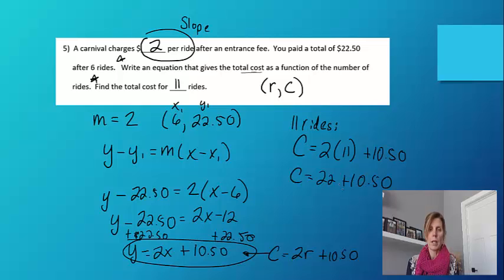So this will equal 22 plus 10.50. And then from here, we will do 22 plus 10.50, and that will end up being $32, excuse me, and 50 cents. So that's how much you would pay to go on 11 rides. So hopefully now you can write an equation of a line given the point and slope.